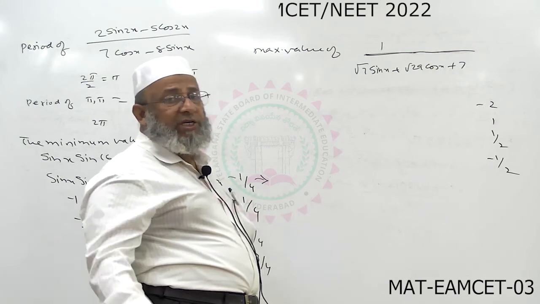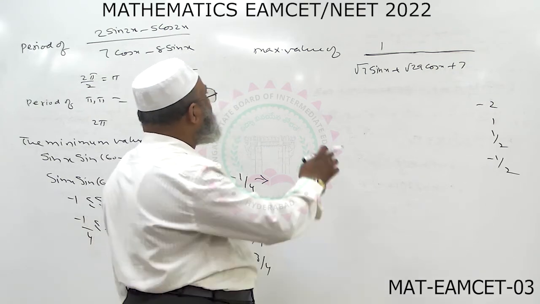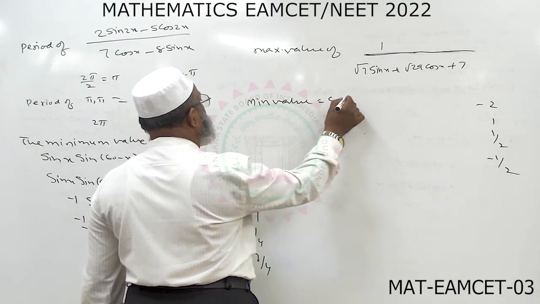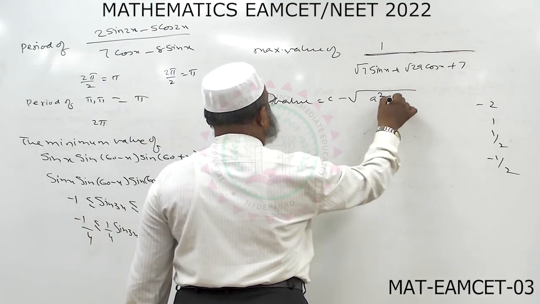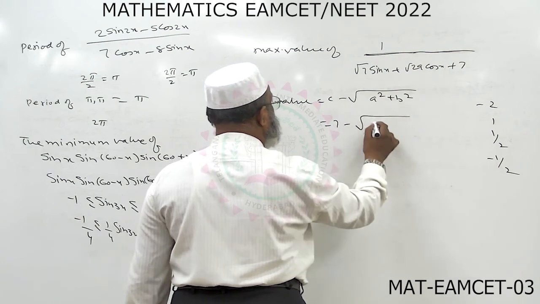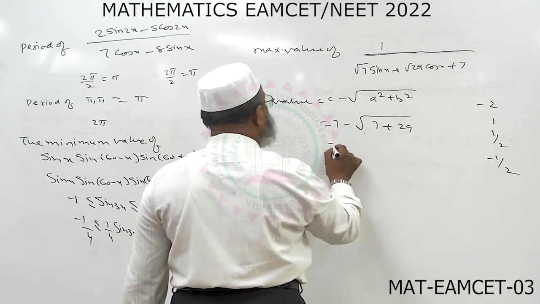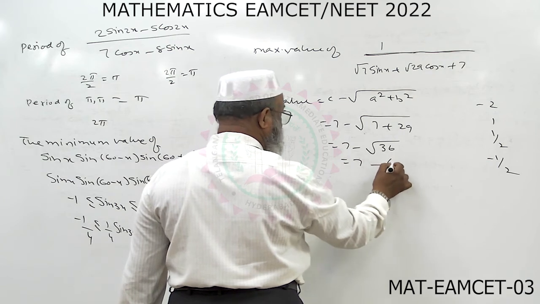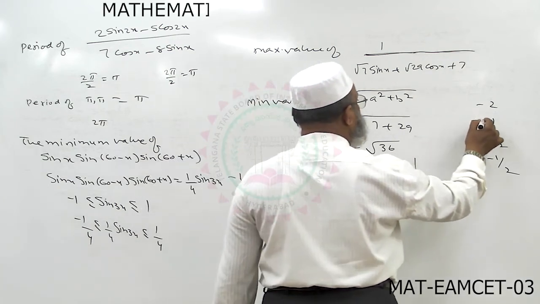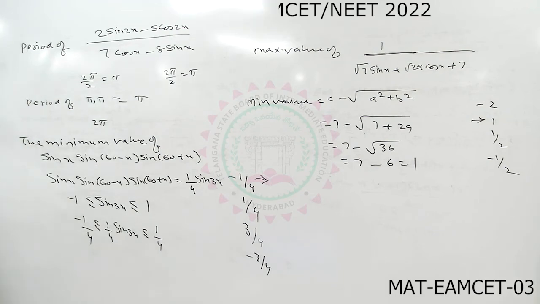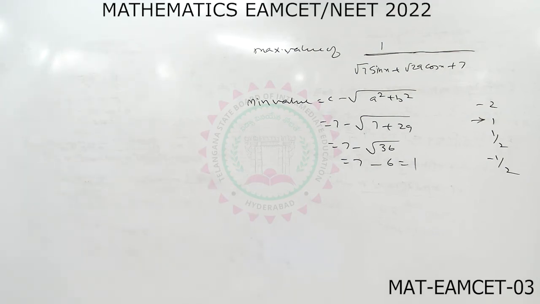Whenever the function is in the denominator, the minimum value is equal to c minus root of a square plus b square. What is c? 7 minus root of a square plus b square, which is 7 plus 29, so 7 plus 29 is 36. 7 minus 6 is equal to 1. Therefore, the answer is 1. Is it clear?